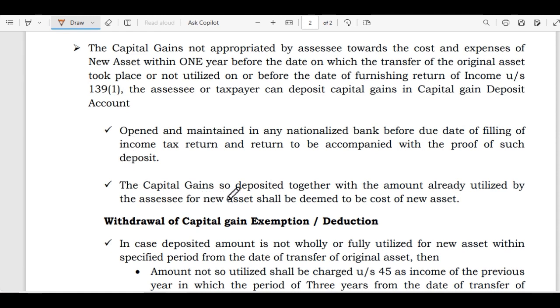The capital gains so deposited, together with the amount already utilized by the assessee for the new asset, shall be deemed to be the cost of new assets.